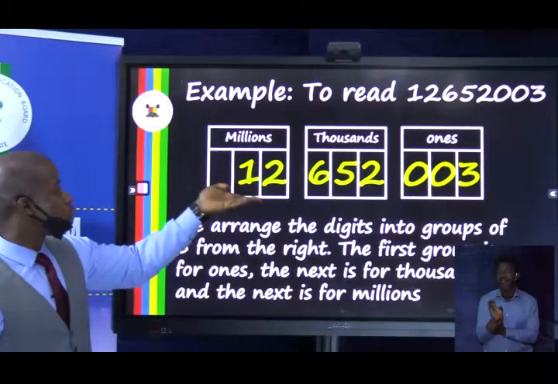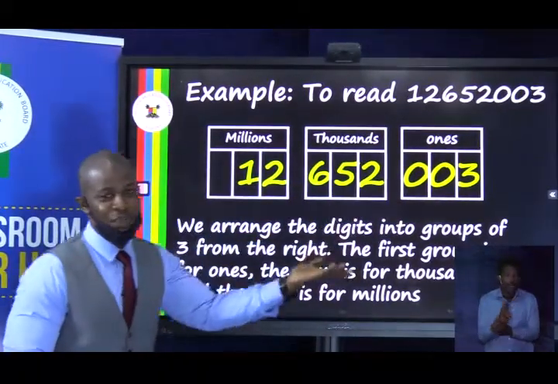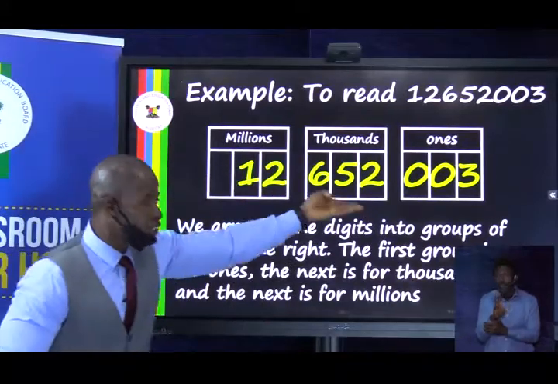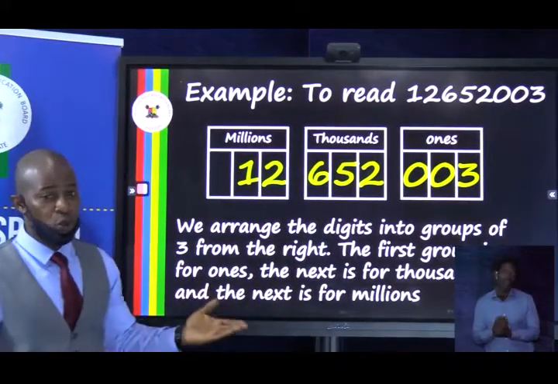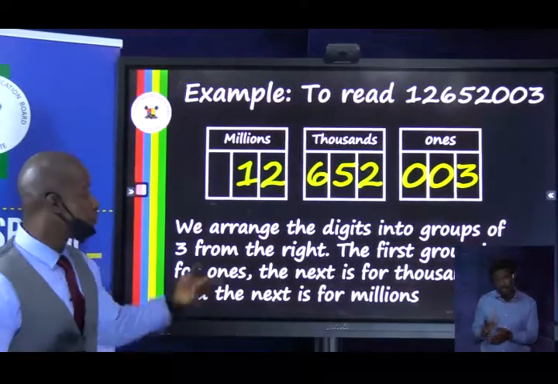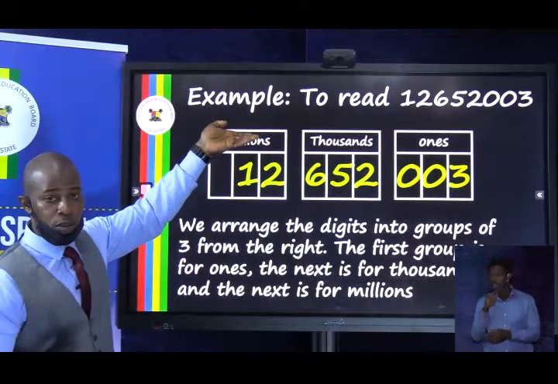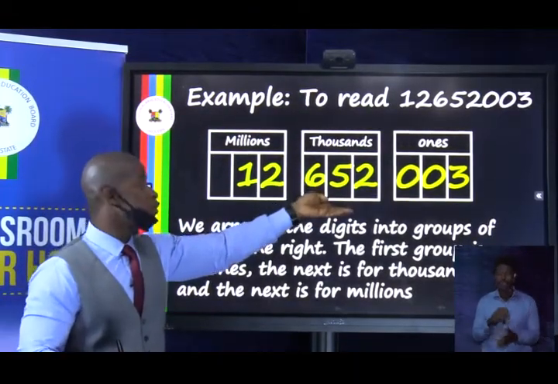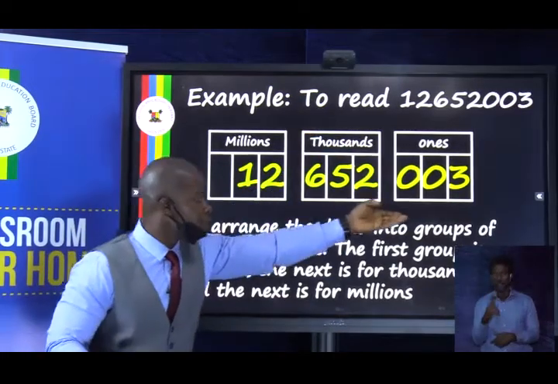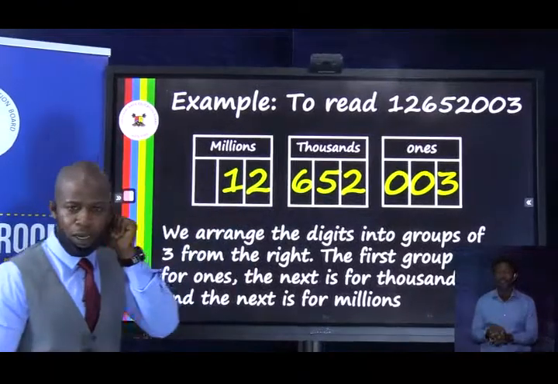So we write 12, 652, 3. It's as simple as that. So you can see, if you're able to read 3-digit numbers, you will have no problem, except that you must be very careful. This is not ordinary 12. This is 12 million. This is not ordinary 652. It is 652,000. And then you have 3. And I've told you, don't bother writing the ones at the end of that.